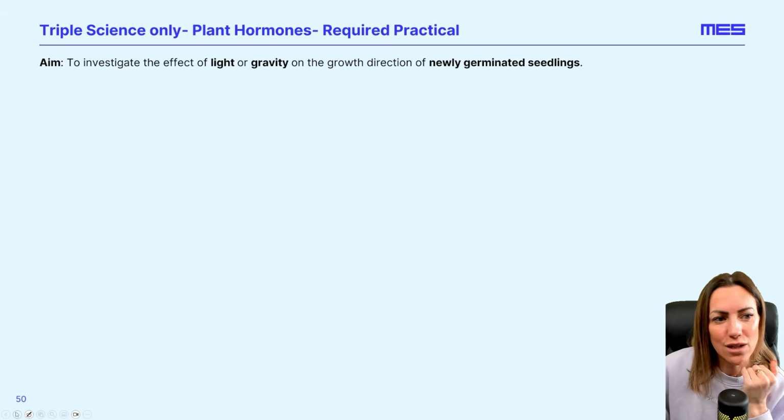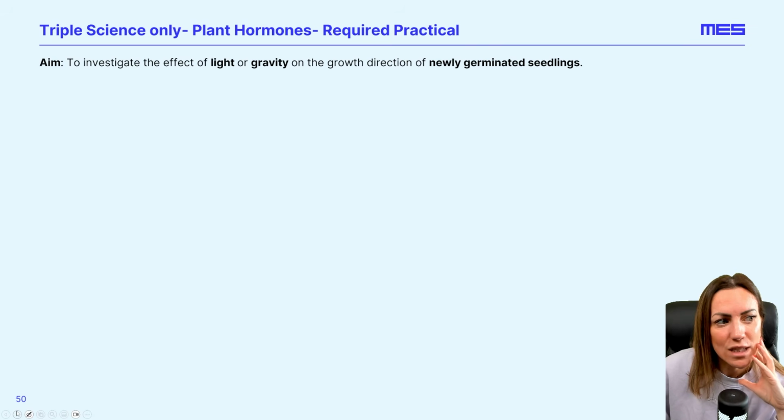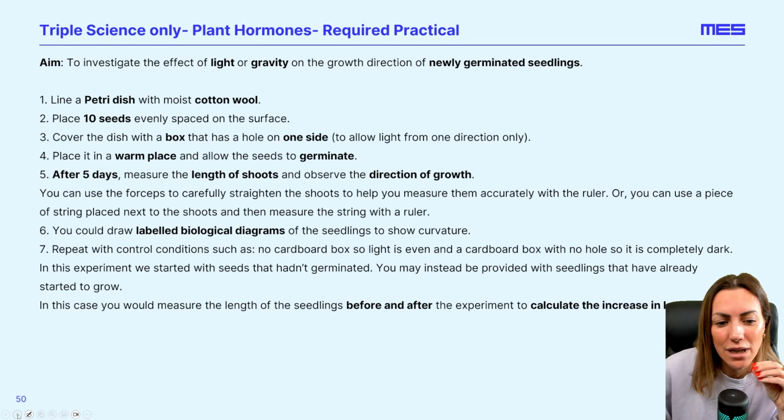Now there is a practical that has come up a lot for triple science. The aim of the required practical is to investigate the effect of light or gravity on some germinating seedlings. I'm going to give you an example method, and in my method, I'm investigating the effect of light on germinated seedlings, because this has come up like twice in recent years for triple science.